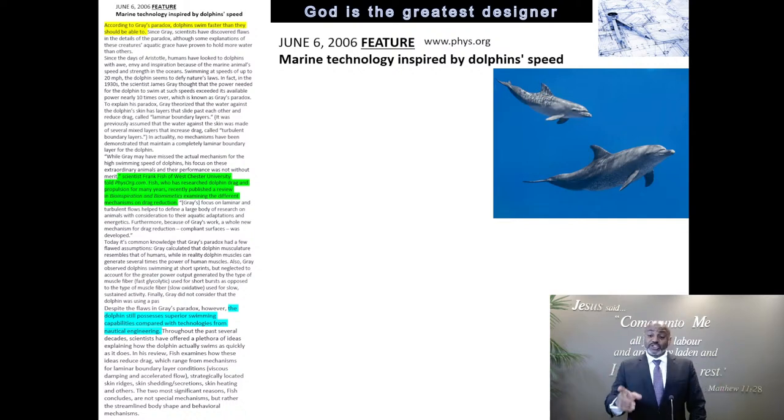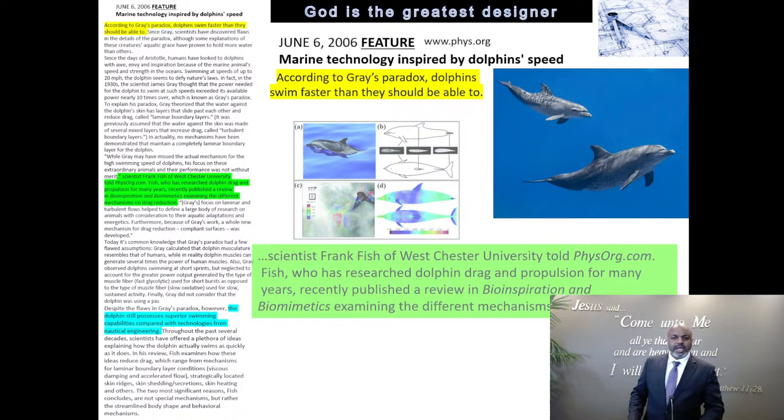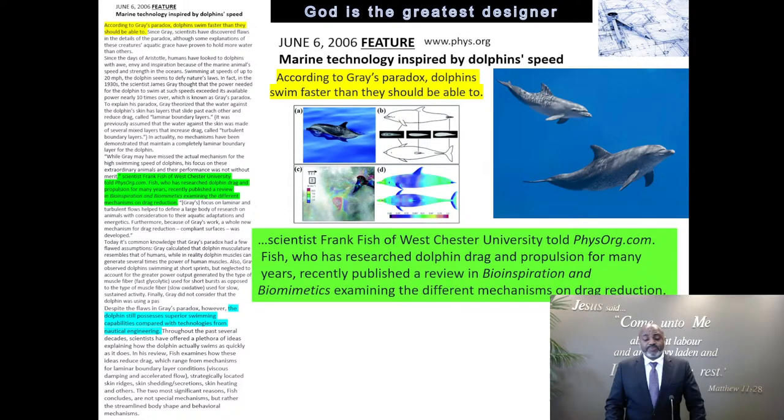Marine technology inspired by dolphin speed. Interesting. So, according to Gray's paradox, then they should be able to. Interesting. So the scientists are looking at the dolphins and saying, by the shape of them, how can they swim so fast? They're trying to figure out why they are able to swim that fast. Okay. The next part, scientist Frank Fish. Now I have to stop here for a minute.